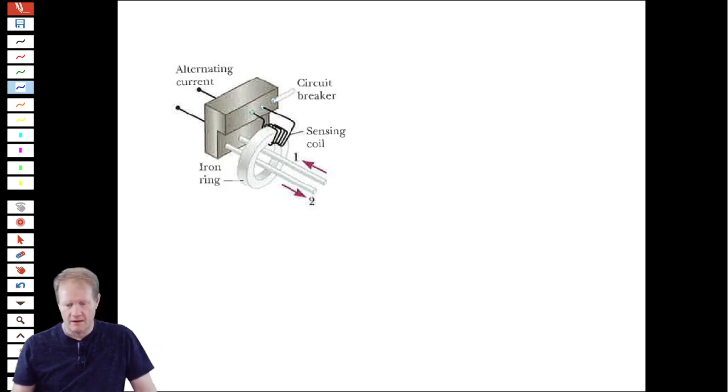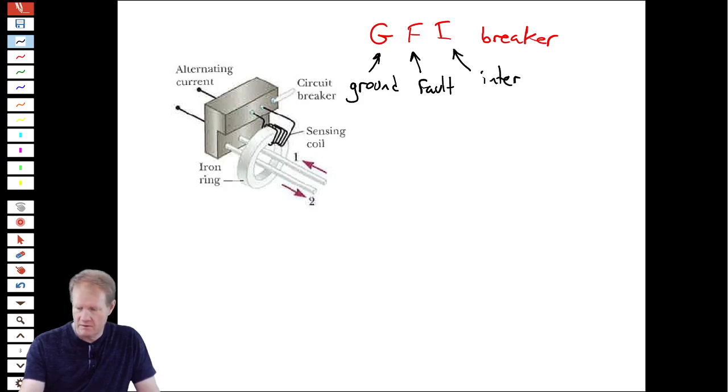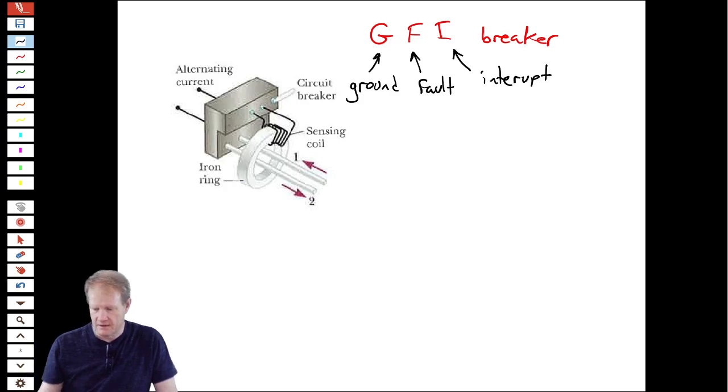You may in your house have noticed, in places like the bathroom or kitchen where there's running water, there are these plugs that have a little red button on them that are called a GFI breaker. GFI stands for ground fault interrupt. So this is a safety thing.